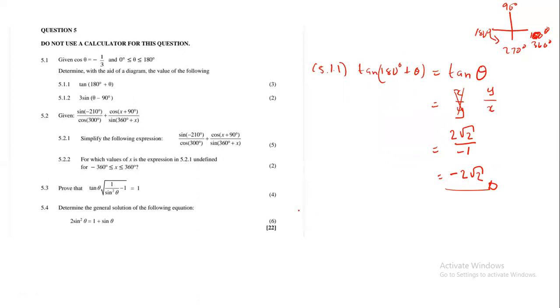And therefore, we move to 5.1.2, whereby it says to us, determine 3 sine of theta minus 90 degrees, close the bracket. So they want us to determine the numerical value of this expression.